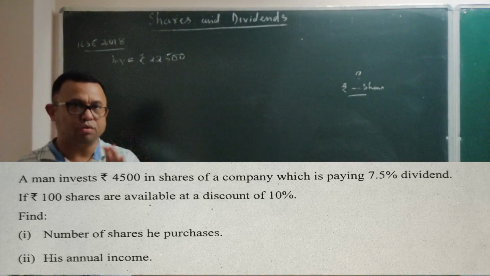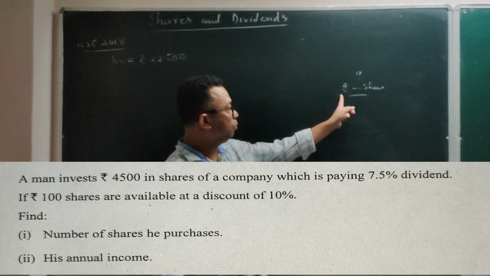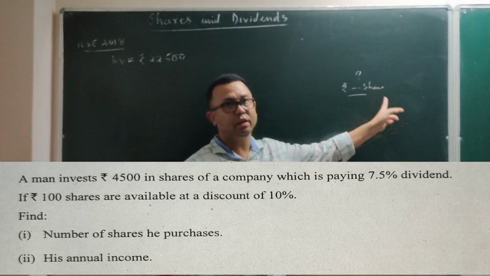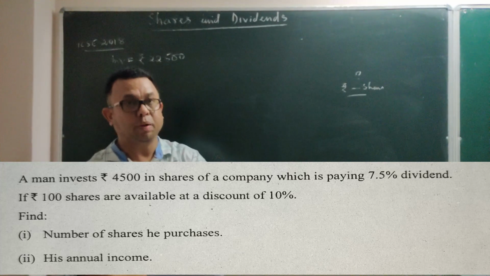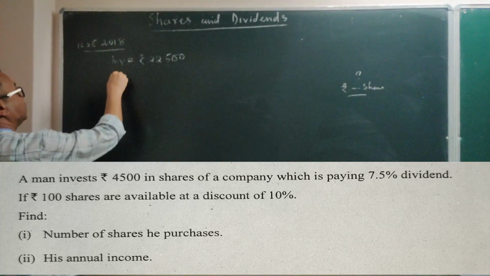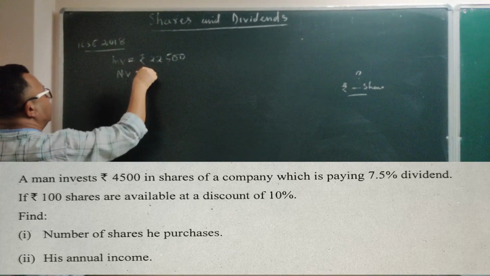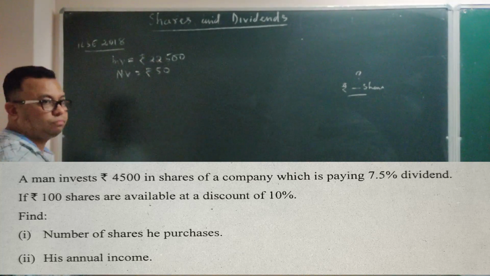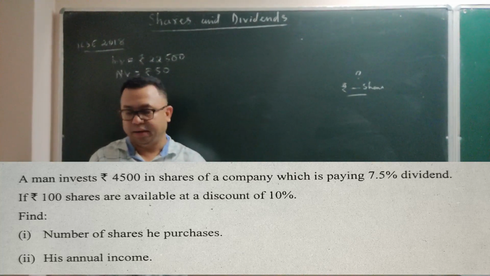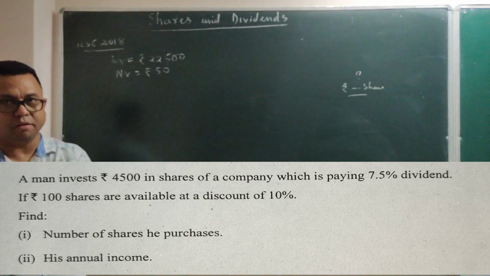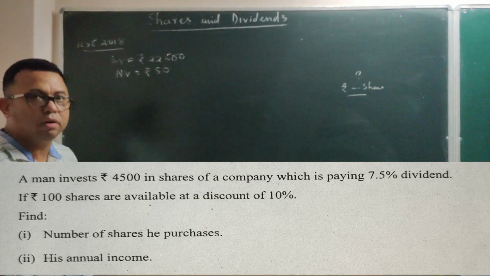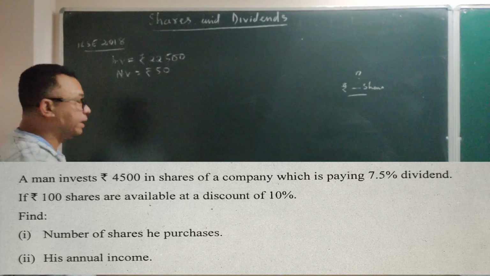I told you one of the tricks to understand what nominal value is: rupees 50 shares, rupees 100 shares, rupees 20 shares, when it is given in this form. So it is written here rupees 50 shares, that is the nominal value. So nominal value is rupees 50. Available at a discount of 10%. You know that discounts are given so that you can calculate market value. Last time also I told you that discounts and premiums are given so that you can calculate market value.